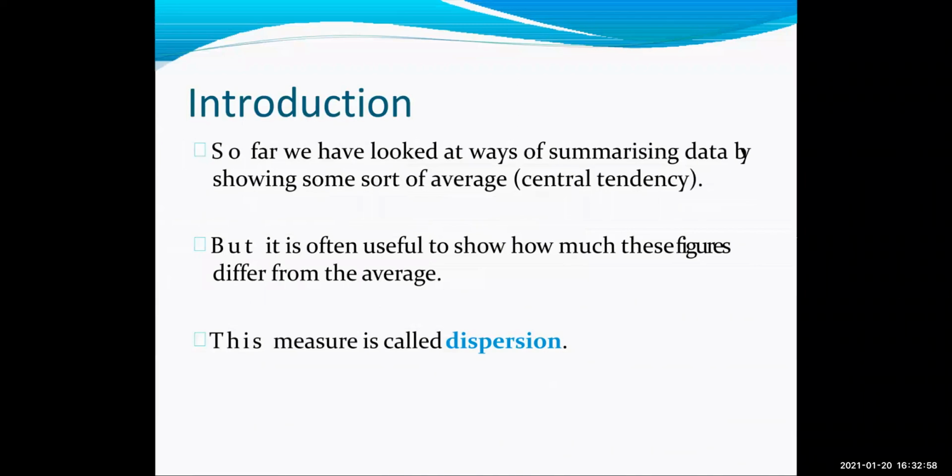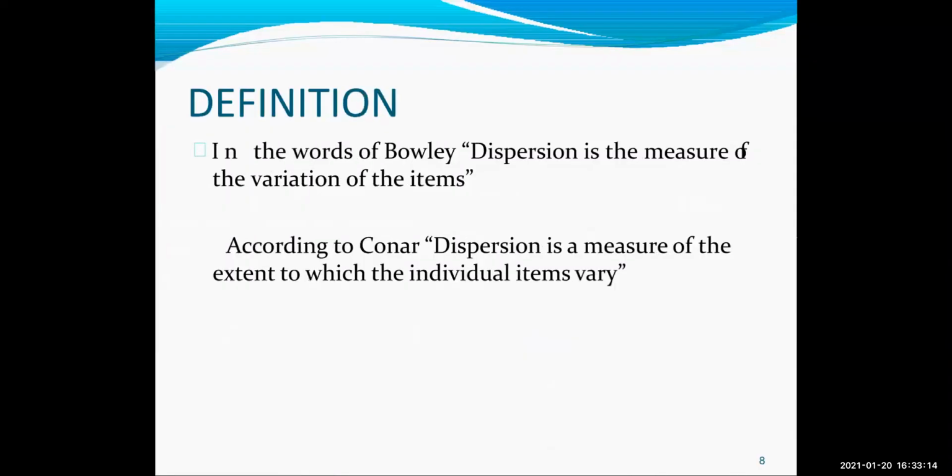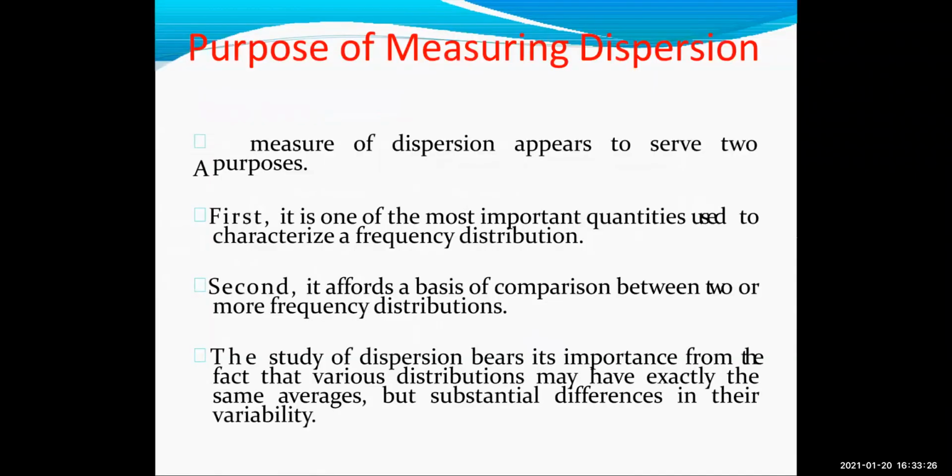So far, we have looked at ways of summarizing data by showing some sort of average, but it is often useful to show how much these figures differ from the average. This measure is called dispersion. Dispersion is the measure of the variation of the items, and it is a measure of the extent to which the individual items vary. Now, when we talk about the purpose of measuring dispersion, it appears to serve two purposes.